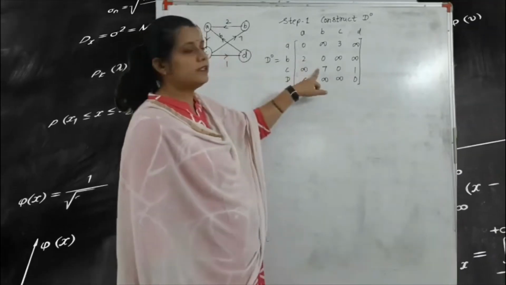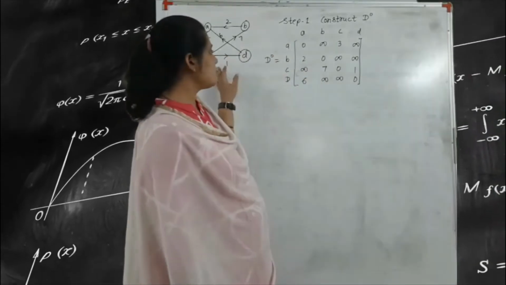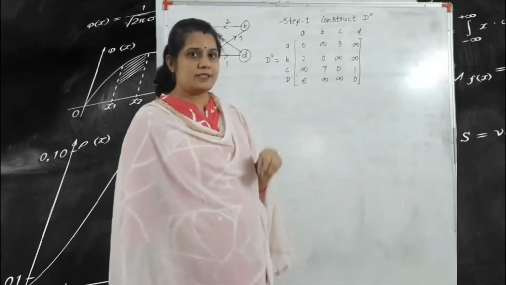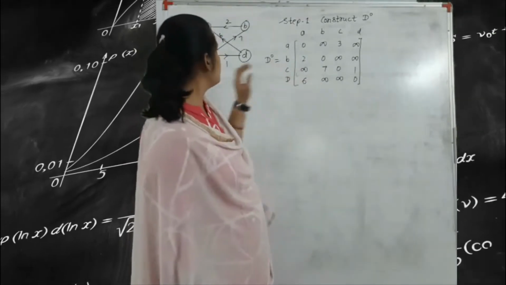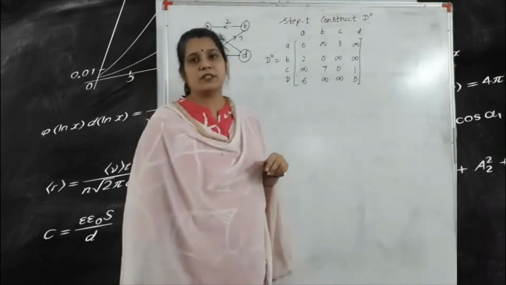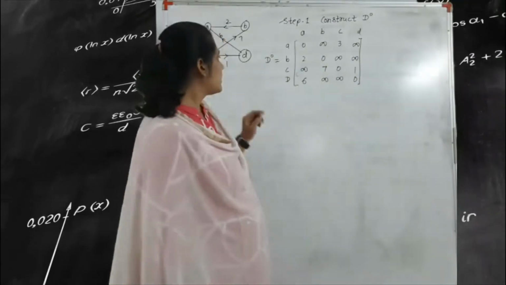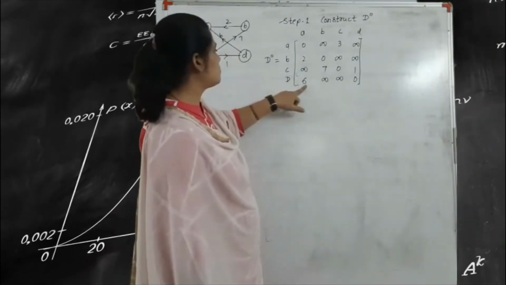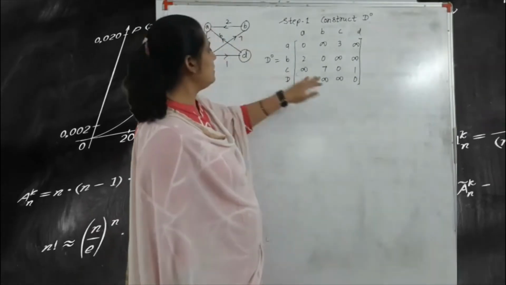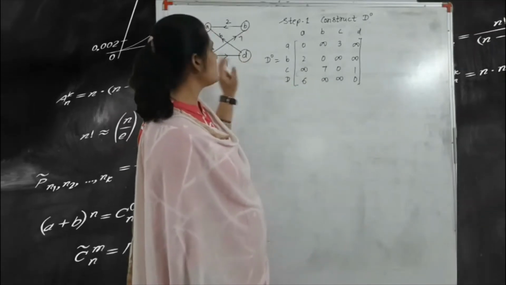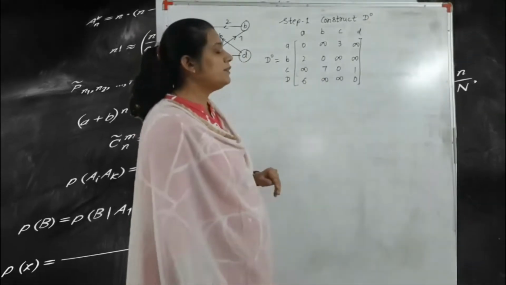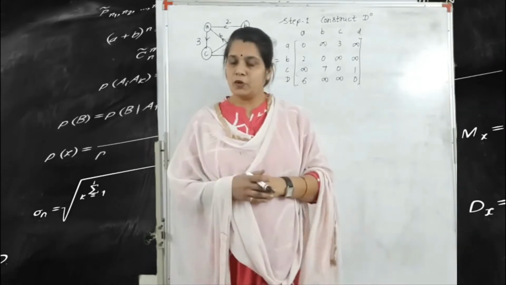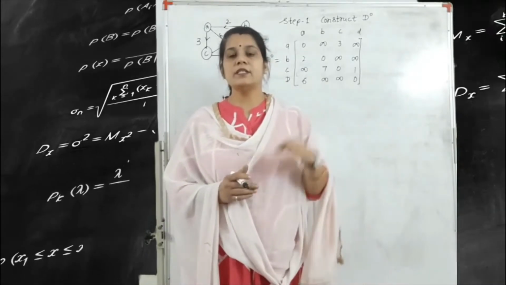C to B the weight is 7. C to C obviously the distance is 0, and C to D the given weight is 1. Next is D to A, so 6, D to B infinite, D to C infinite and D to D 0. So first we construct the D0.